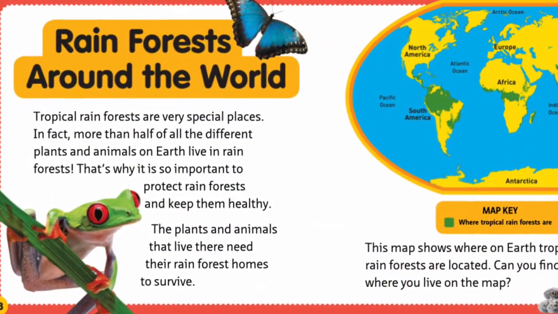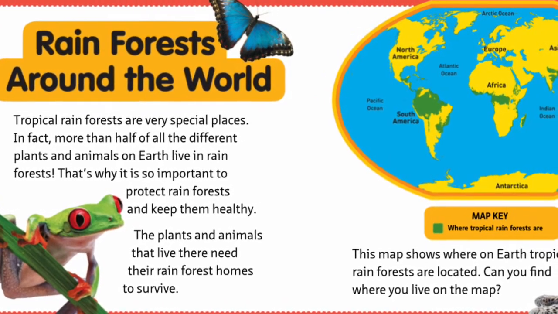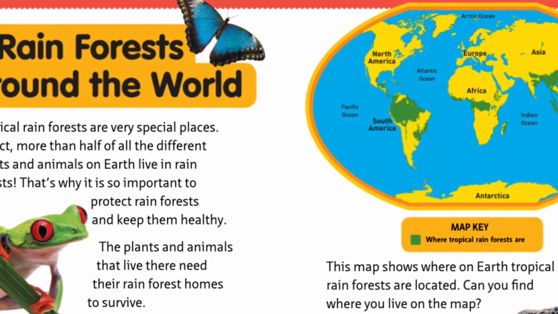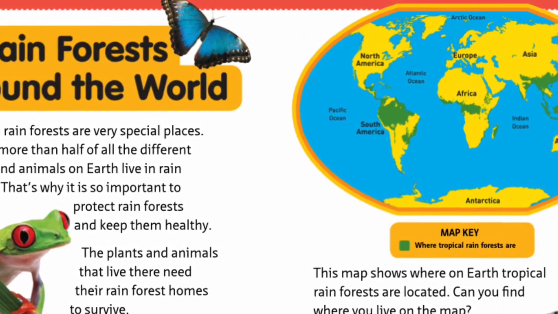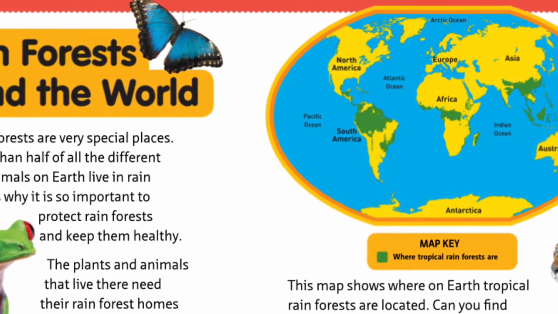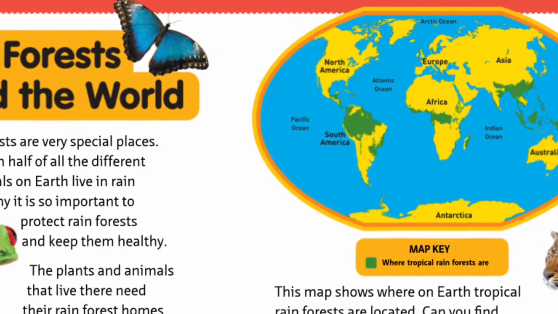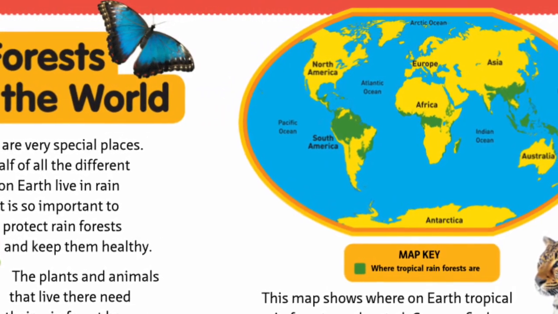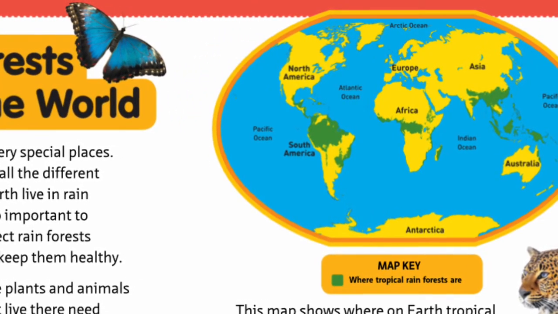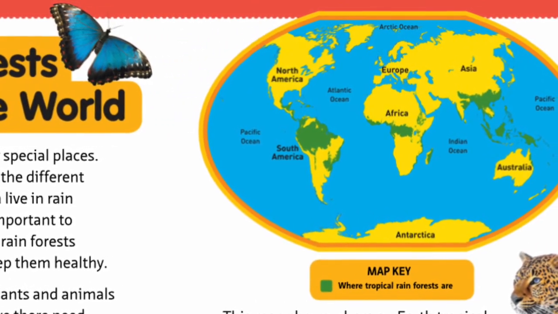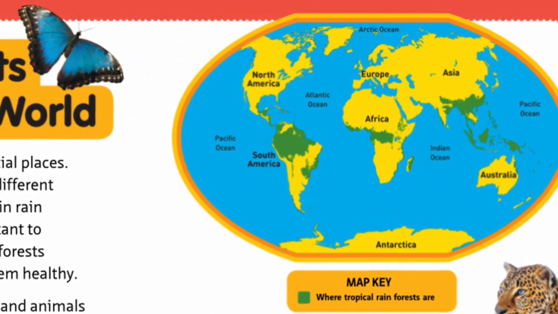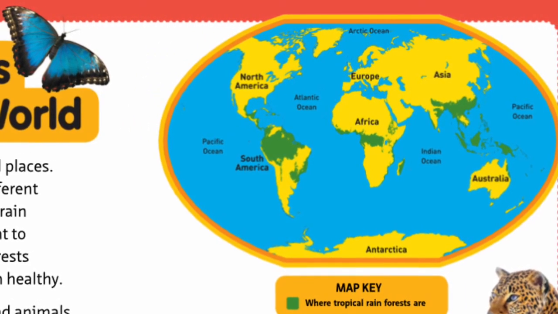Rainforests around the world. Tropical rainforests are very special places. In fact, more than half of all the different plants and animals on Earth live in rainforests. That's why it's so important to protect rainforests and keep them healthy. The plants and animals that live there need their rainforest homes to survive. This map shows where on Earth tropical rainforests are located. Can you find where you live on the map?